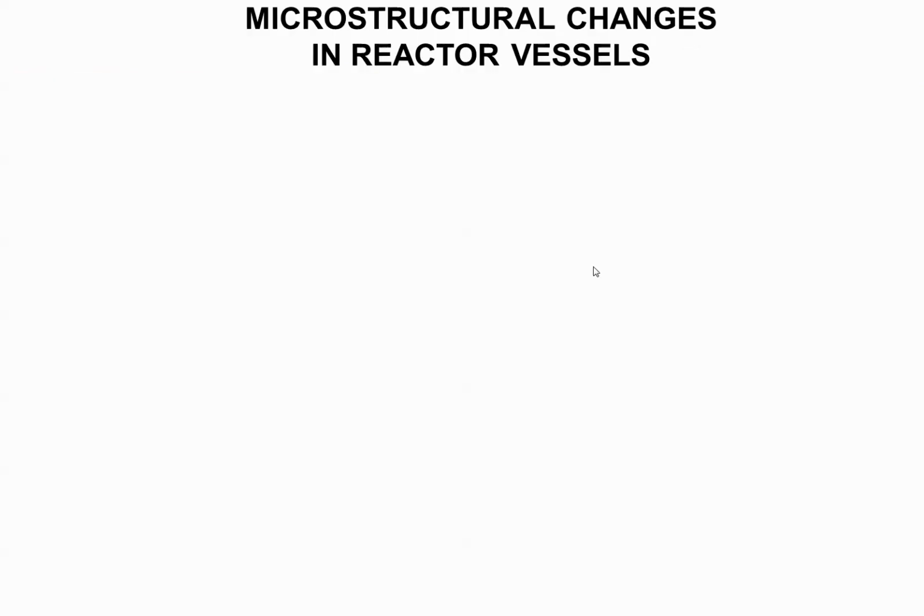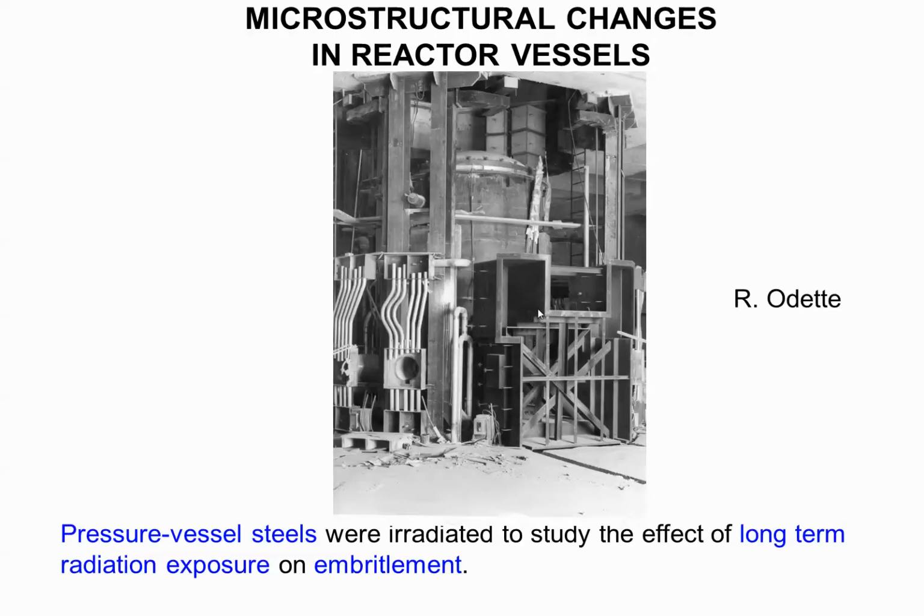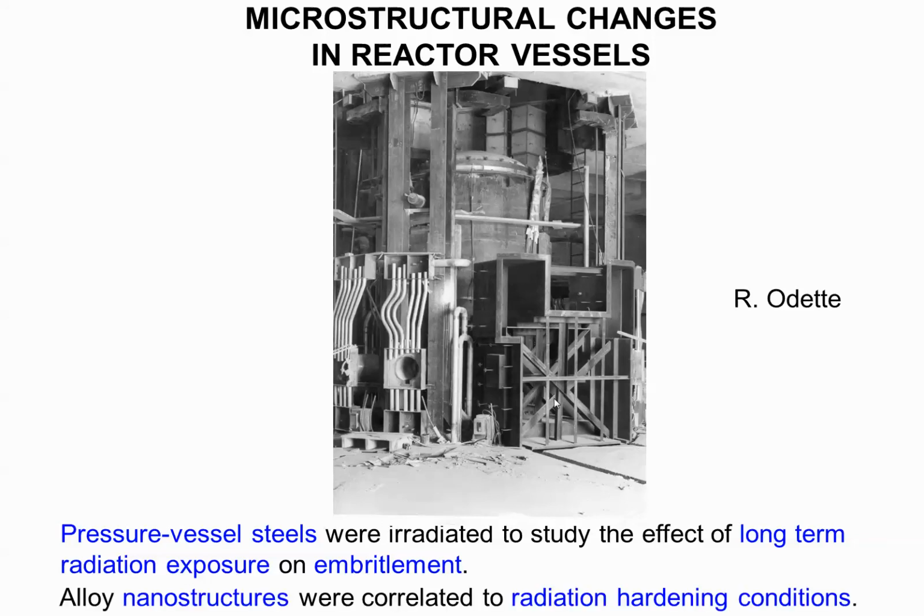Microstructural changes in reactor vessels. Pressure vessel steels are irradiated to study the effect of long-term radiation exposure on embrittlement. In other words, steels become brittle when they get exposed to radiation for a long time. Alloy nanostructures were correlated to radiation hardening conditions.